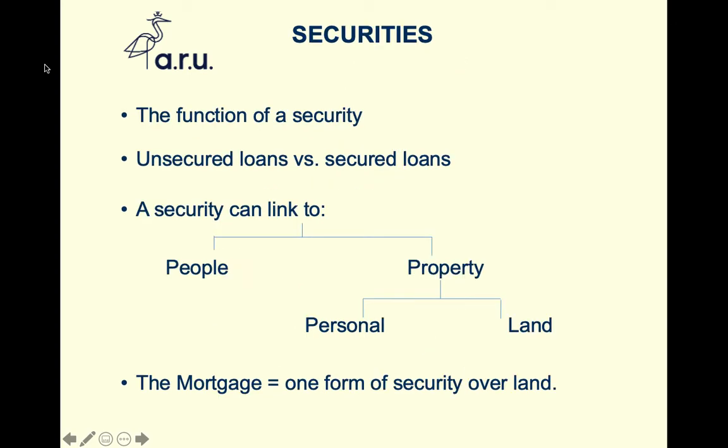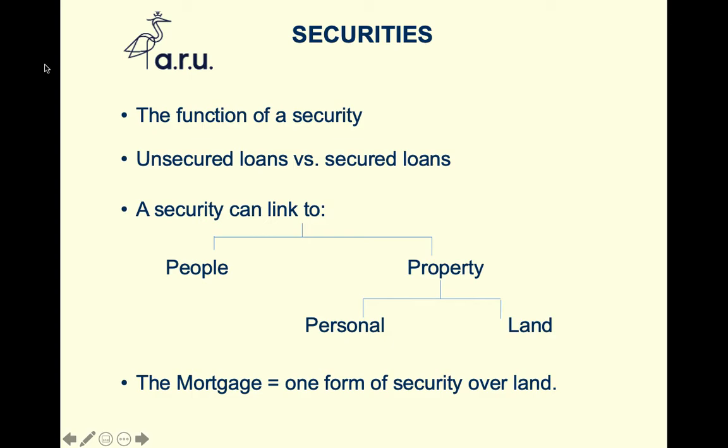Okay, so we're looking at a mortgage as a form of a security. The function of a security obviously is to allow a lender to provide money with the security, or the knowledge, that they have an asset. So we have a security given to a lender that acts as some form of protection for them. It's an asset that the lender holds on to in return for the money.